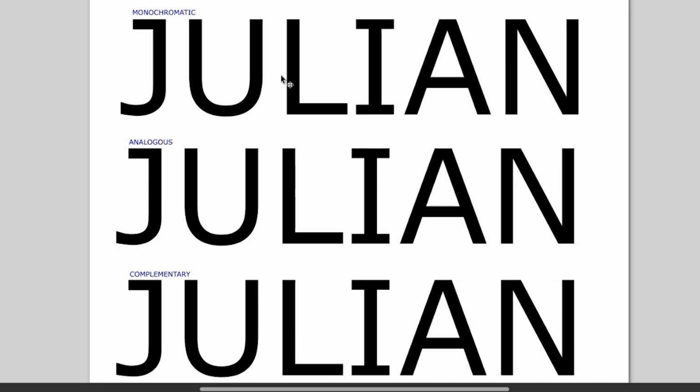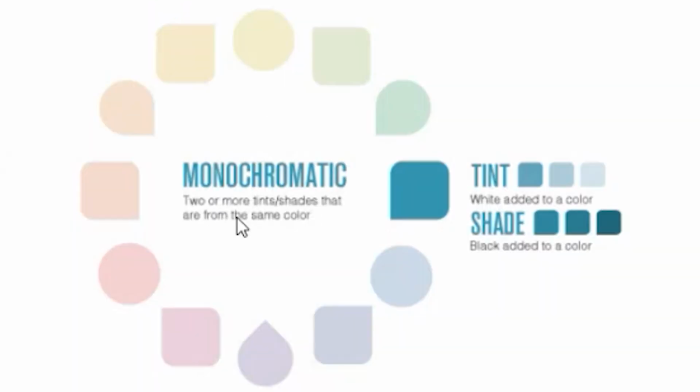For this name up here, it's gonna be in monochromatic colors. So you could go back to the assignment, look for the definition of monochromatic, so that's two or more tints or shades that are from the same color. So you would choose a color and then choose lighter tints of that same color and darker shades of that same color.